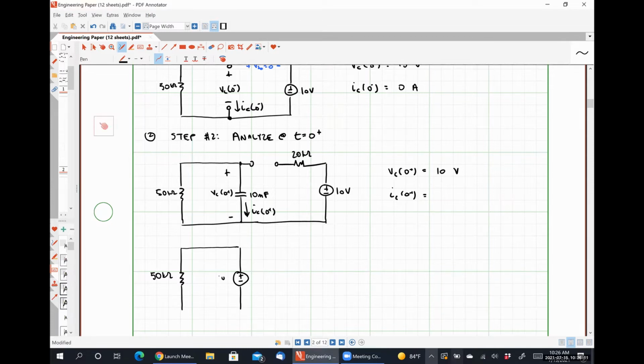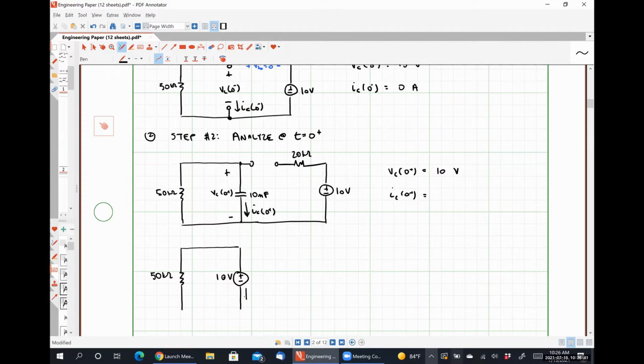So I'm replacing my capacitor at this instant in time with a 10 volt source because I know that the capacitor voltage is 10 volts, having the same polarity, so positive polarity on top, negative polarity on bottom, that our capacitor voltage is defined to have. So this is analogous to when I was replacing my inductor with a current source at t equal to 0 plus in our circuits that we analyzed on Tuesday.